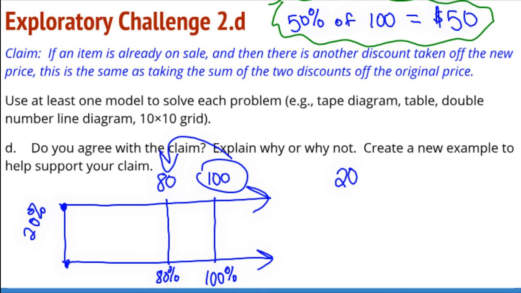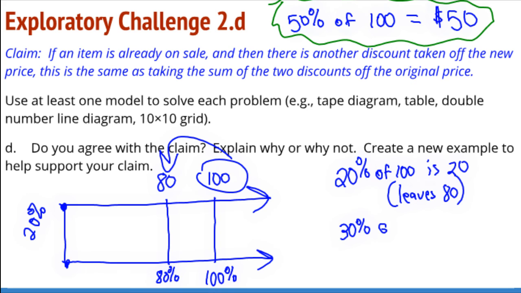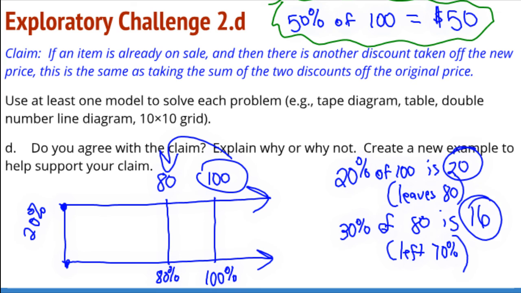So I took off 20% of $100, which left me with 80. And then I took 30% of the 80, which left me with 70% of the 80. And the 30% of the 80 was the $16. So I'm taking off 20, and then I'm taking off 16. So I'm taking $36 off.